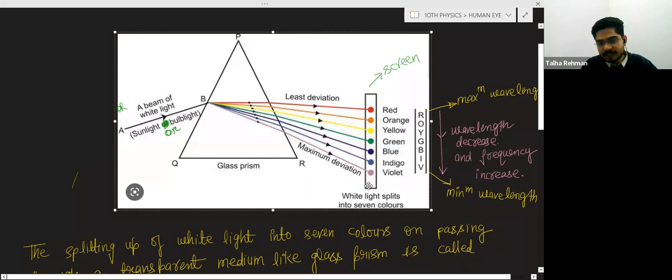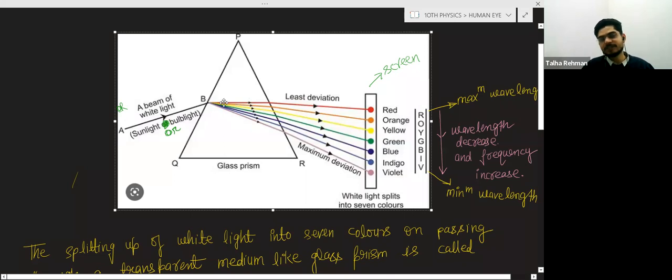If you are placing a screen in front of this, suppose this is your prism, this is your screen, and this is your white light ray. So here, different colors you will get: red, orange, yellow, green, blue, indigo, and violet. These colors you will get. You can see this phenomenon like this.